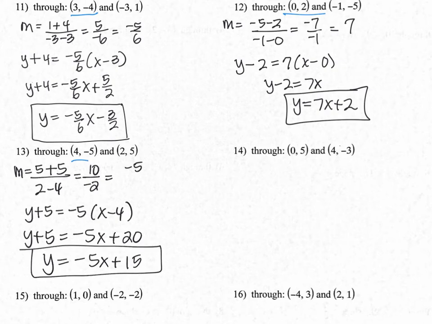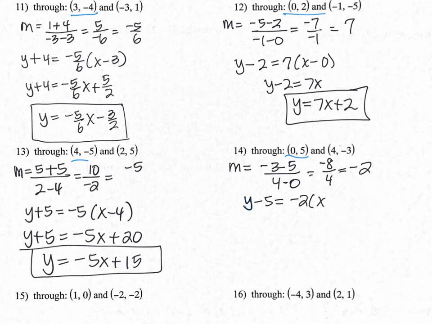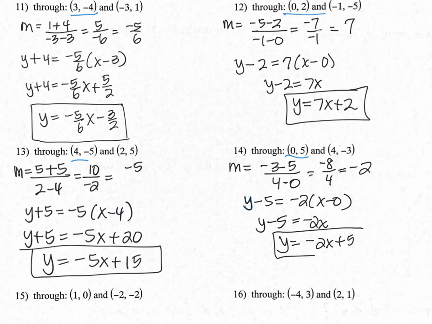All right, number 14. Negative 3 minus 5 over 4 minus 0. So that's negative 8 over 4, so it's negative 2. Again, using my first point, so y minus 5 equals negative 2 times x minus 0. Do my distributive property here and add the 5. All right, almost done. 2 more.